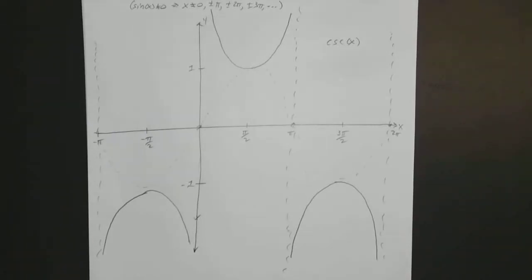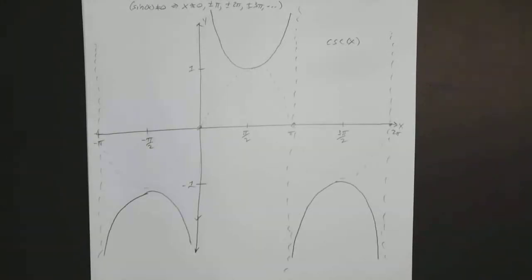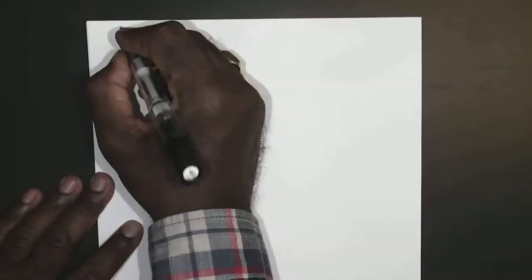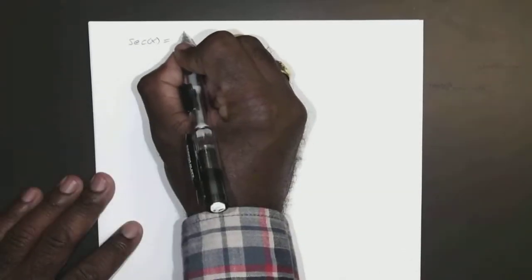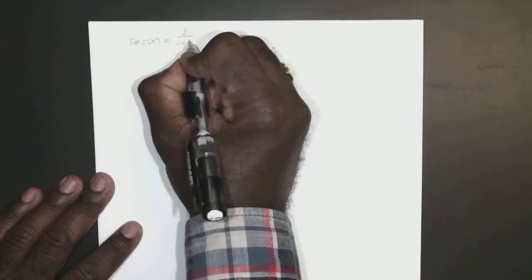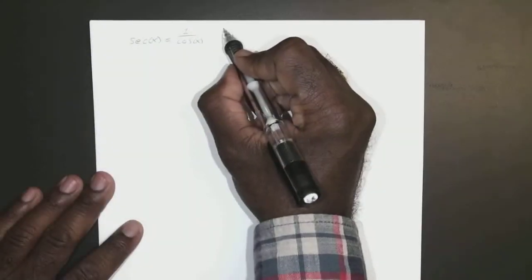All right, so secant is actually the exact same thing, but you're just doing it around your cosine. Let me clean that up for a little bit. All right, so let's say we have secant of x, which we know is just equal to 1 over cosine of x, or just the reciprocal of cosine of x.